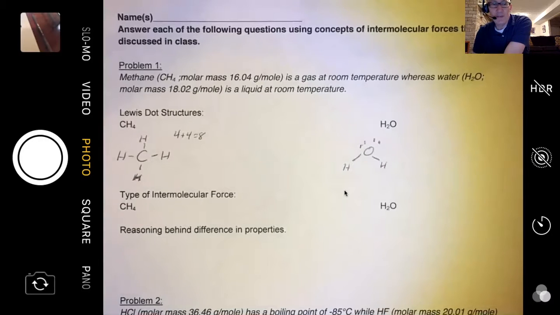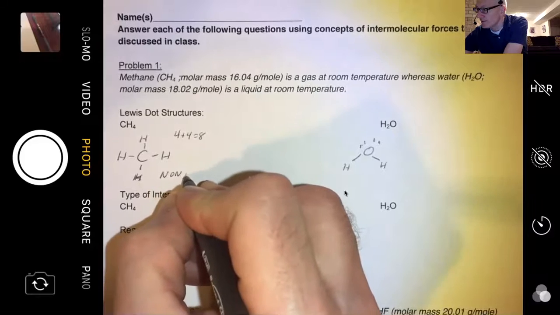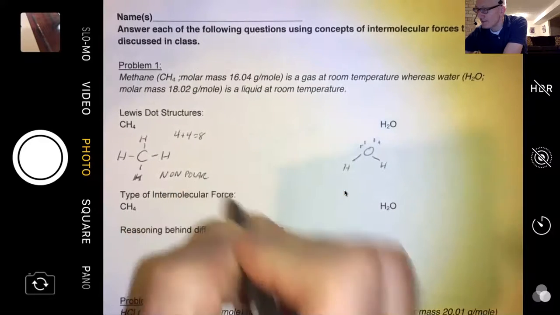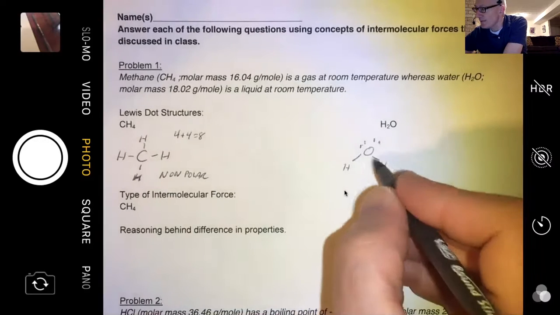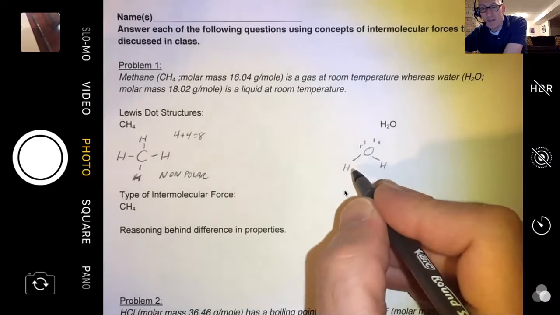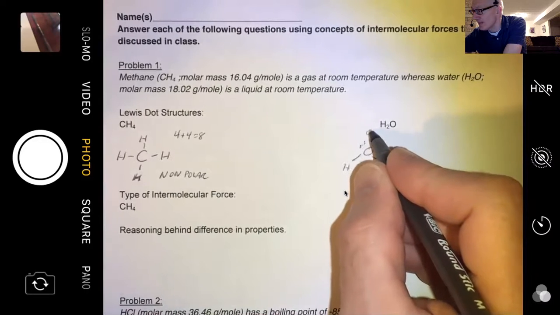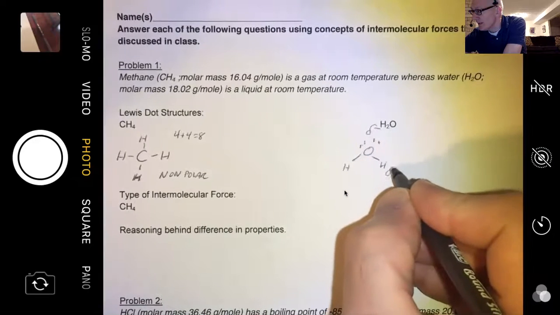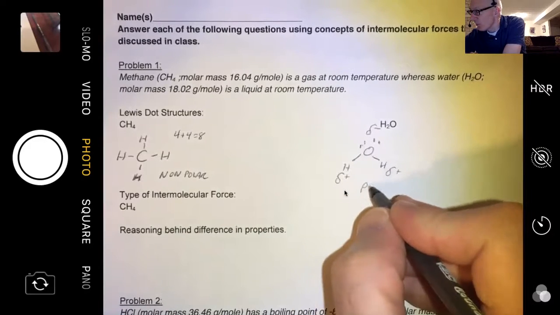So then we go back and we think about, is this polar or non-polar? Well, even if there are polar bonds, it is symmetrical, so it's going to be a non-polar molecule. And then this guy, because it's bent, it's going to be asymmetrical. You've got these lone pairs hanging out up here, so you've got a really negative part of the molecule and a really positive part of the molecule. So this is definitely polar.